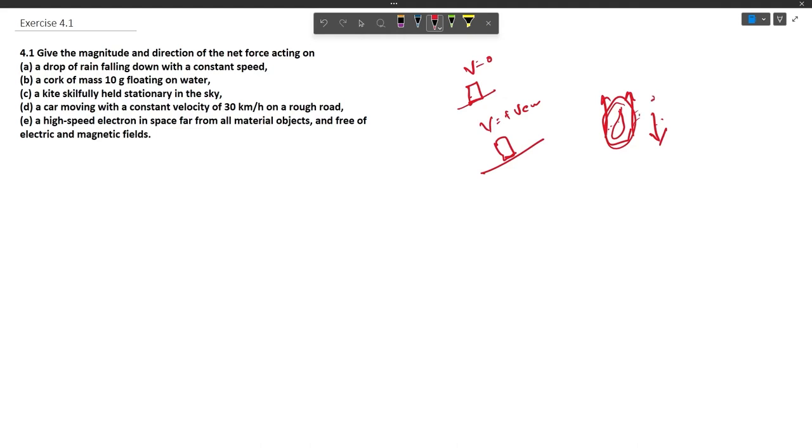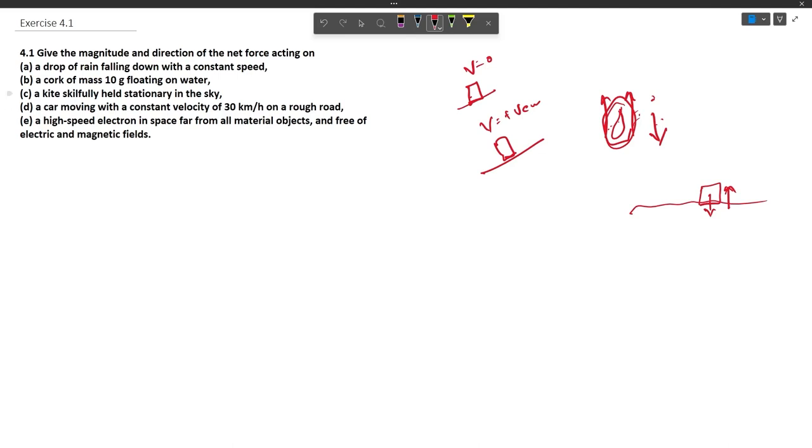Now, in the second case, we have a cork of mass 10 gram floating on water. The cork is floating like this on water. It has some mass, so it should have a gravitational pull downwards. Also, it is acted upon by the buoyancy force, which is pushing it upwards, and these two forces balance each other, making the net force zero.